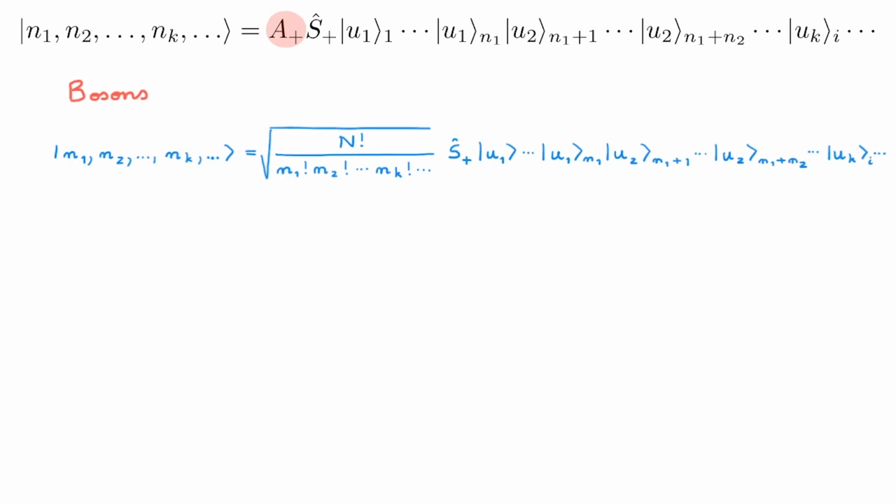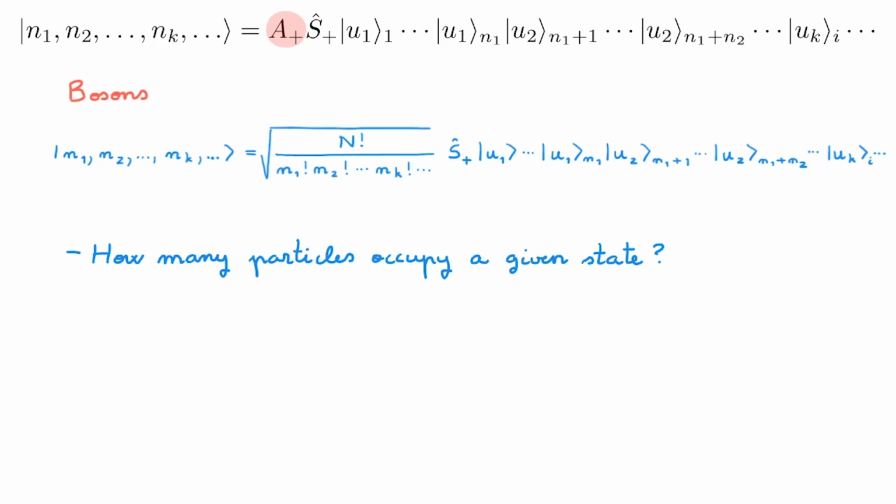The main question when looking at an occupation number state for a boson is how many particles occupy a given state. This is an example of a boson occupation number state, and what this means is that there are 2 particles in single particle state U1, so that n1 equals 2, then 0 particles in U2, so that n2 equals 0, 3 particles in U3, so n3 equals 3, 6 particles in U4 so that n4 equals 6, and so on.